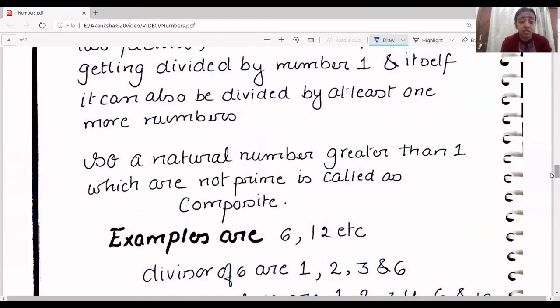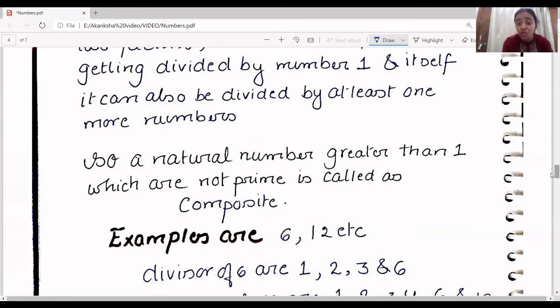There's one more definition of a composite number, which says that all those natural numbers that are greater than 1, remember, all those numbers that are greater than 1 and which are not prime are called composite. Because prime numbers have exactly two factors, and the composite definition says it should have more than two factors. So definitely numbers that are prime are not composite. So your definition of composite can also be: all the numbers that are not prime are composite.